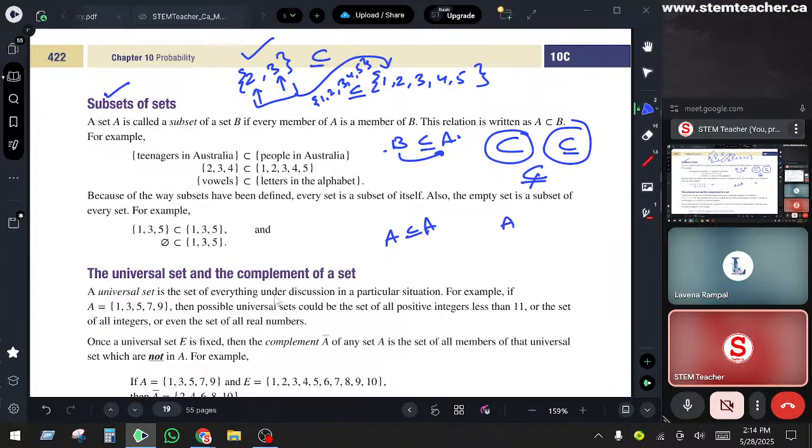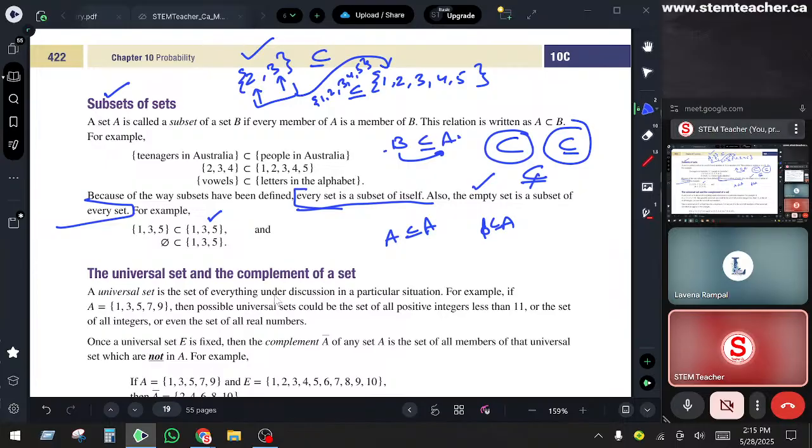For every set, the empty set is a subset by default. Okay, see, every set is a subset of itself, and the empty set is a subset of every set. Can you read these two lines? Please read these two lines.